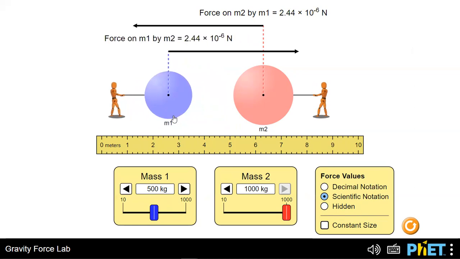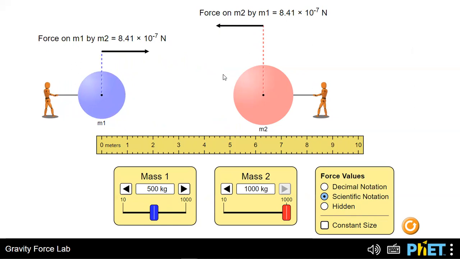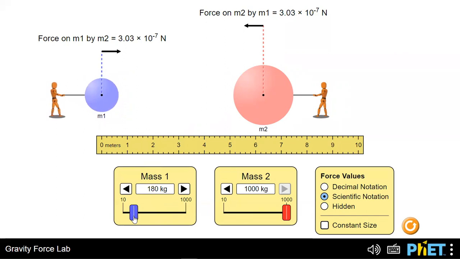As we move M1 far from M2, you will notice that there is a difference in the amount of force. As we are done exploring the Gravity Force Lab, we are now going to simulate the data from our data table. So the first one, setup one or trial one, we have mass 1, which is equal to 25 kilograms. So we will change M1 to 25 kilograms.